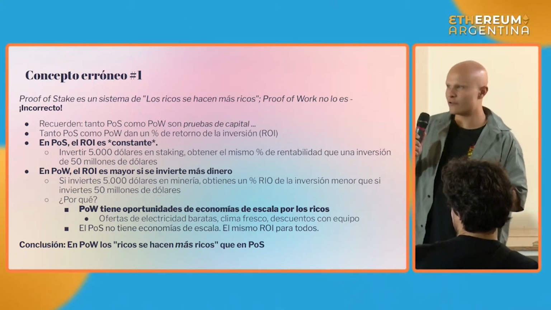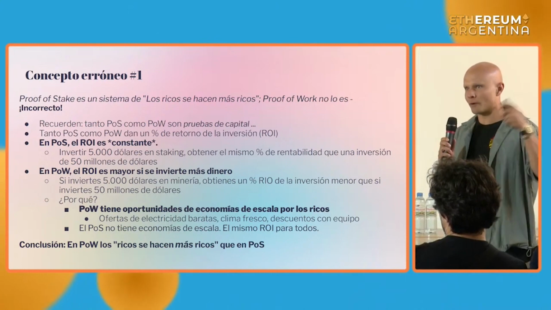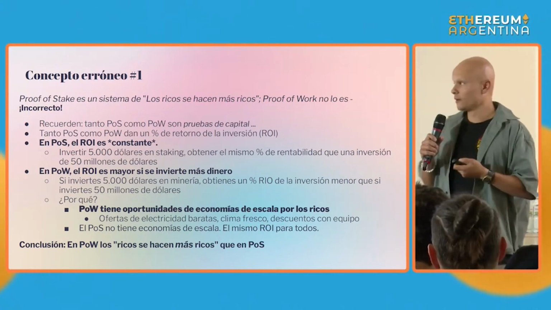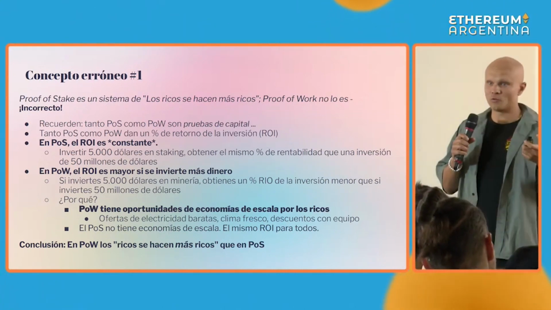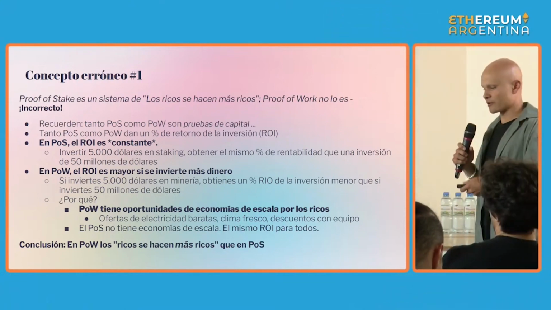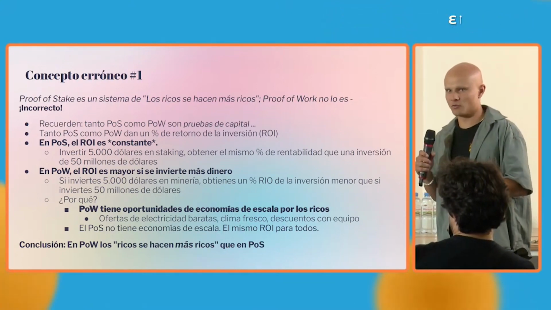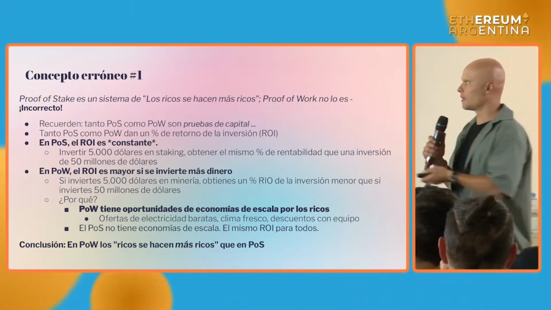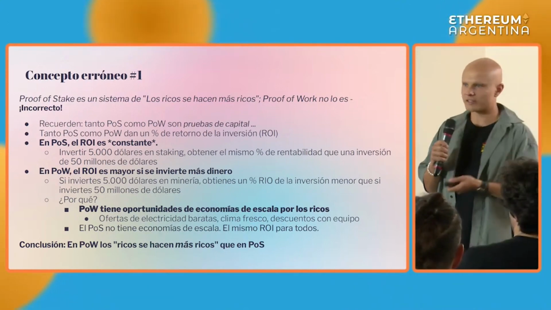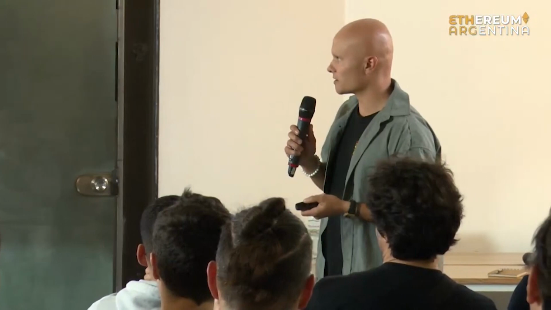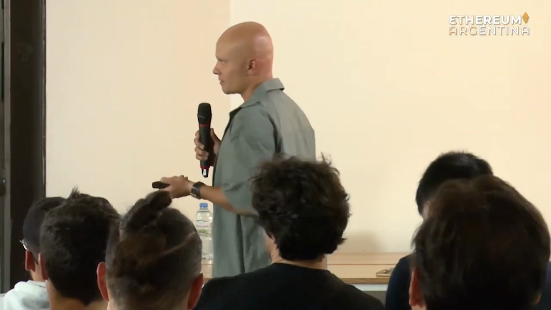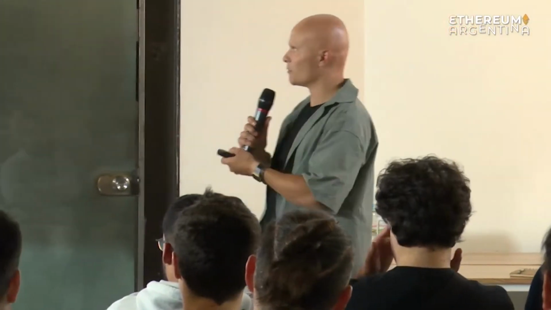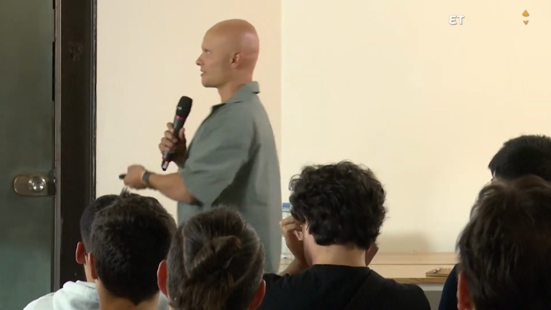Whereas in proof of work, if you have more money, you'll be able to make more money faster, right? So there are economies of scale in proof of work. If you have a few million dollars, you're able to create a mining farm somewhere where there's cheap electricity. You're able to make deals with the governments. You're able to make more money faster than if you have a lot of money and you stake it. You're just going to earn the same percentage as everyone else. So proof of stake is not a system where the rich get richer any more than most systems today. And proof of work actually is where the rich get richer faster.